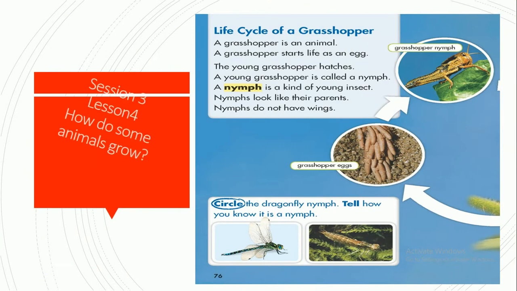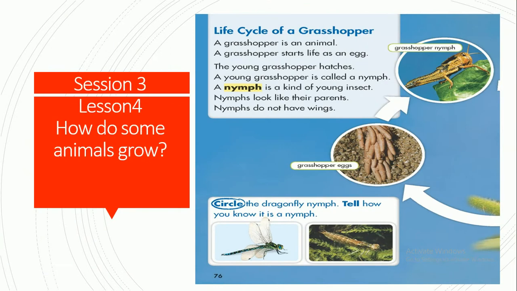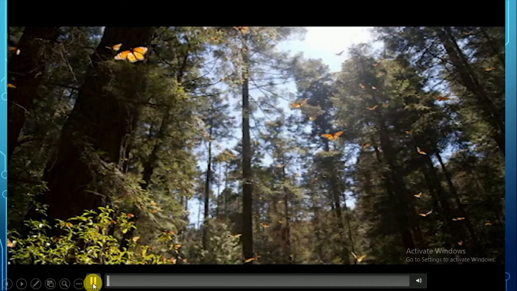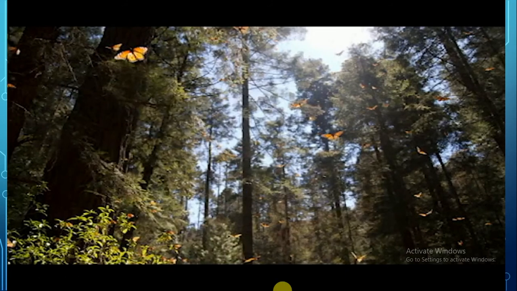Today inshallah we're gonna talk about session 3, lesson 4. How do some animals grow? You can find this in the book, page 76. Today inshallah we're gonna talk about the life cycle of a grasshopper. So in this video we're gonna watch the life cycle of a butterfly and a grasshopper. Let's watch. Let's do a quick check on two organisms and their life cycles.